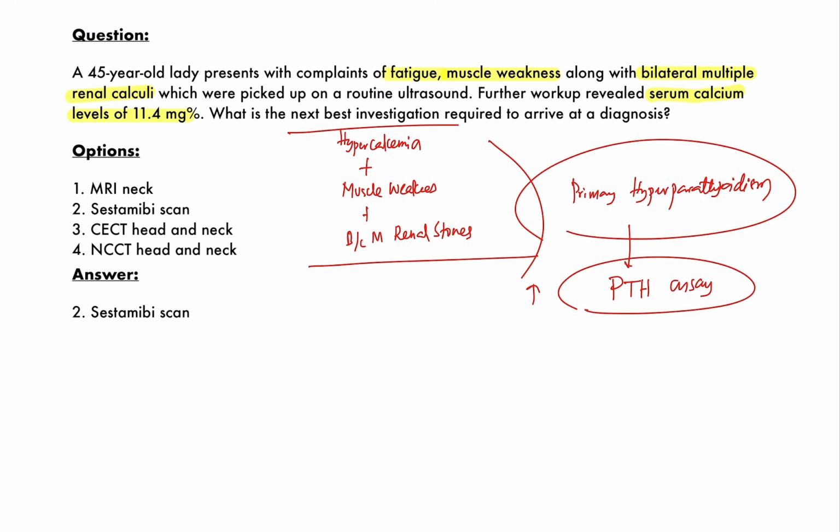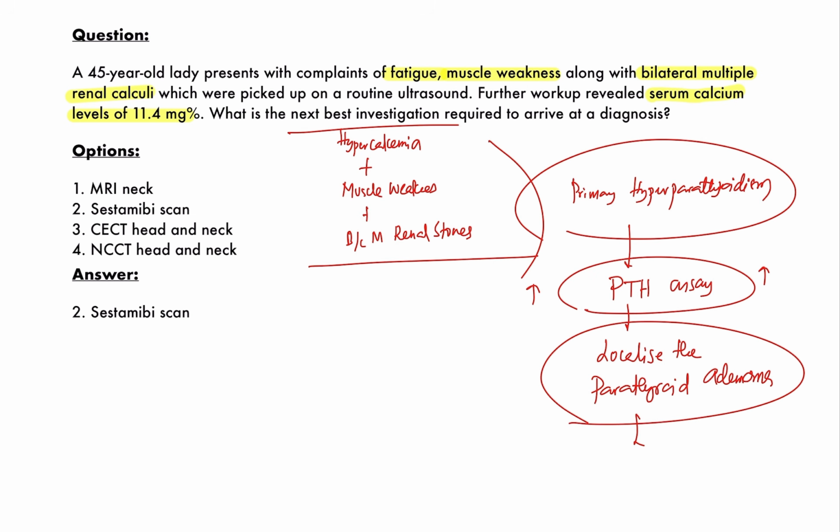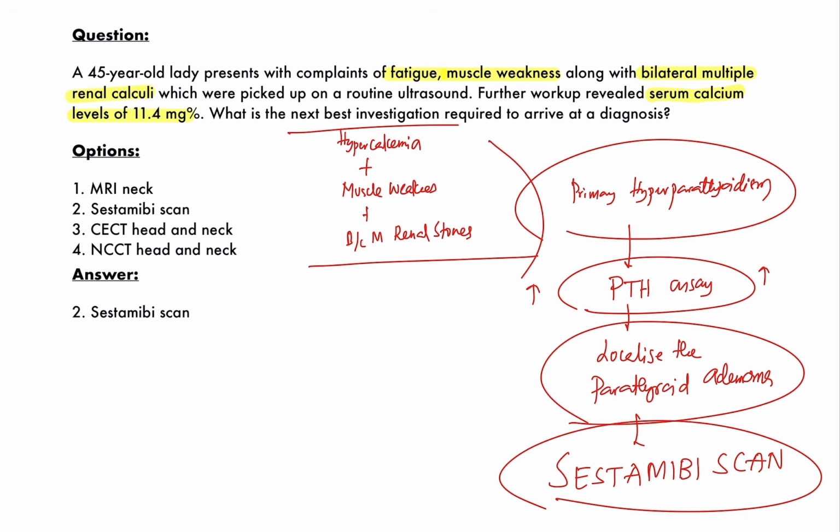Whenever you see any hyperparathyroidism, the first test we do is we check for PTH levels. If PTH levels are high, we'll confirm the disease. Then we have to localize the source of PTH. That is, where is this parathyroid adenoma located? It can be anywhere in the body, right? So for that reason, we do a nuclear medicine scan known as the sestamibi scan. So this is how you approach a case of primary hyperparathyroidism. Now in the Bailey and Love, it's clearly mentioned the best investigation for localization of adenoma is the sestamibi scan. So my answer is option 2.